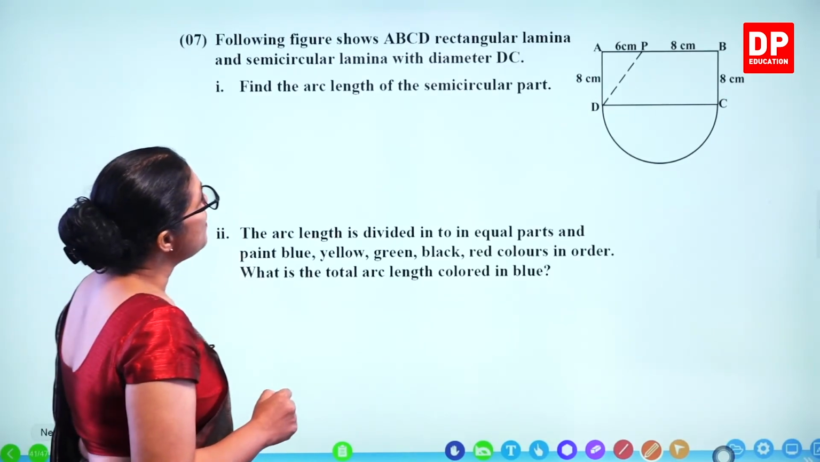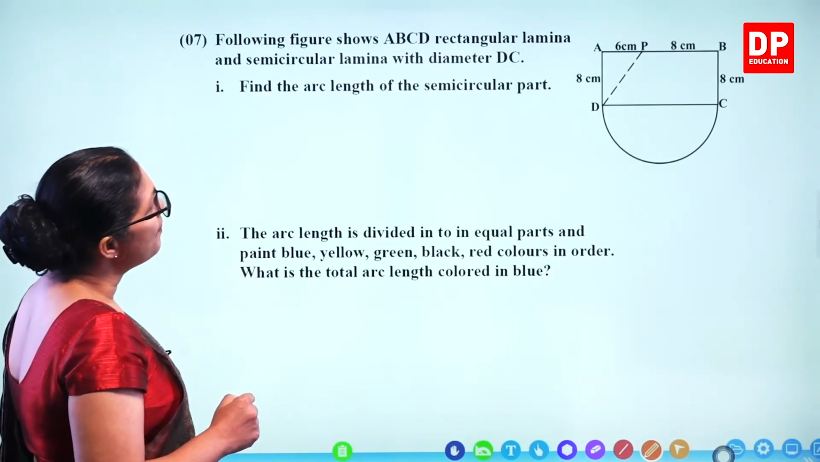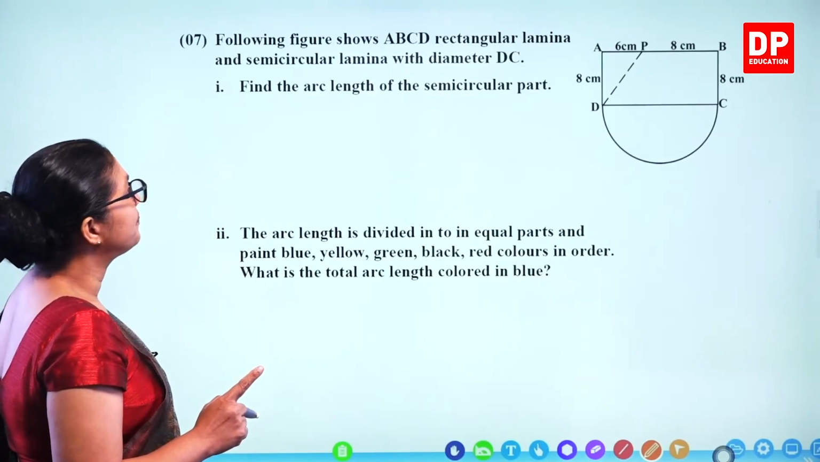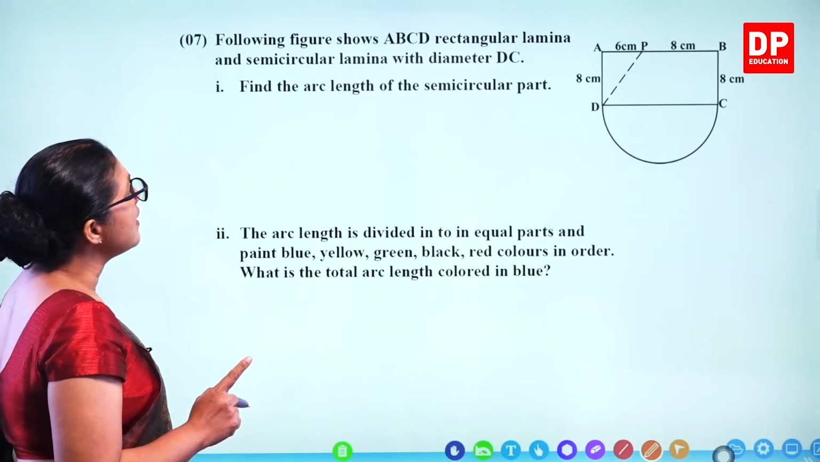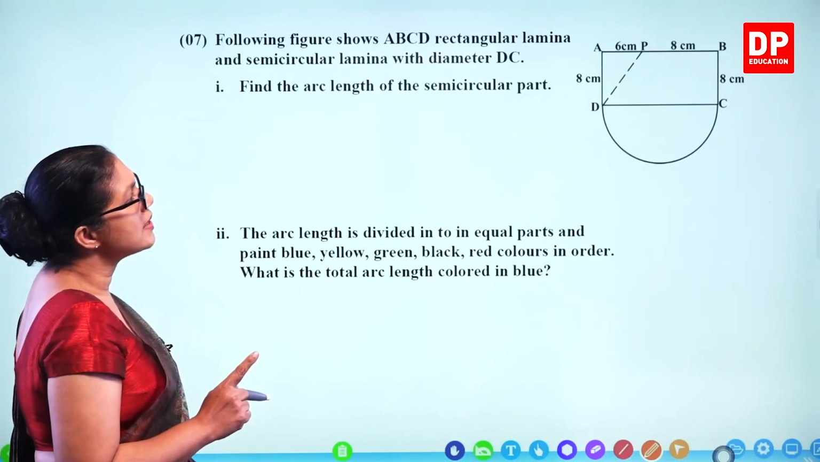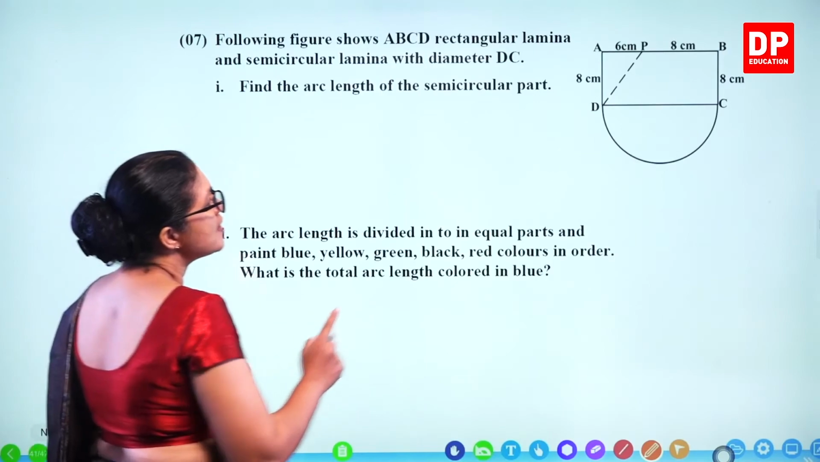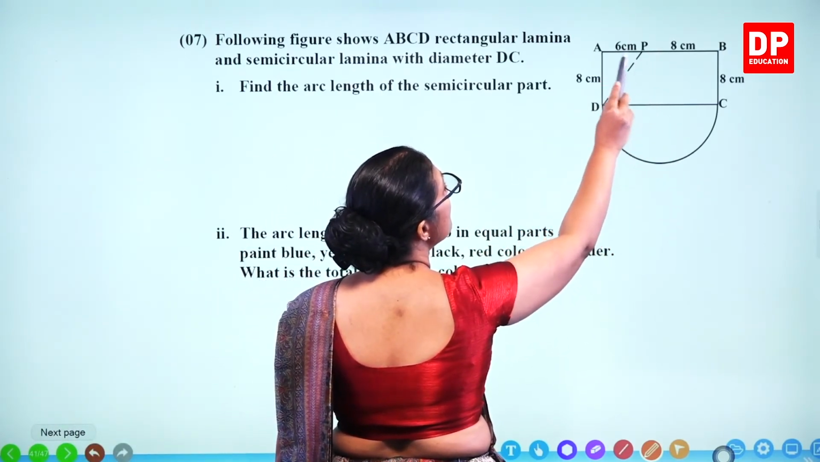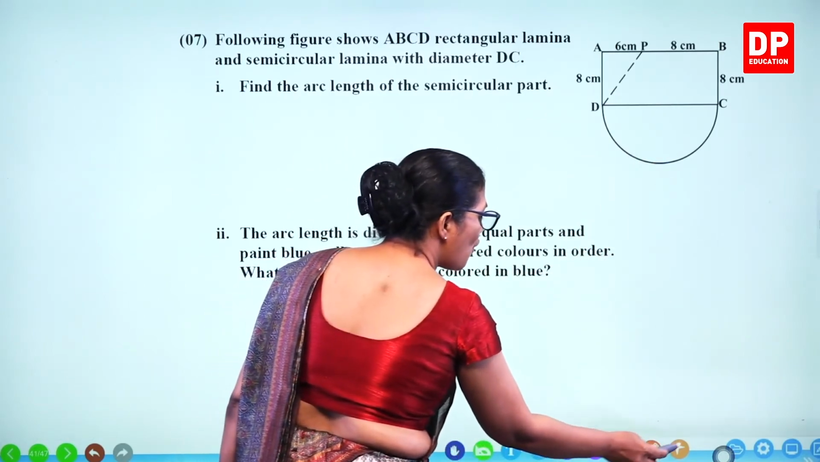Following figure shows ABCD rectangular lamina and semicircular lamina with diameter DC. Find the arc length of the semicircular part. Arc length of the semicircular part. So this one. So diameter is this length. 8 plus 6, 14. Diameter is 14.